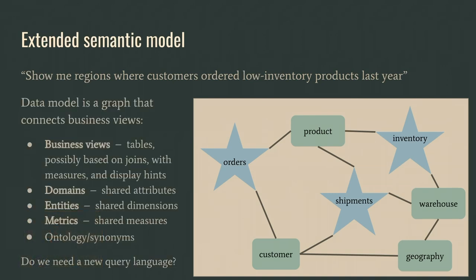So the extended semantic model, I would claim, consists of these business views, which are tables with measures, but it includes some new concepts like domains, which are things like the calendar of the business. It includes entities like customer, geography, product that link these things together, and shared definitions of measures, which I call metrics. So a centralized definition of profit, for example, that I can use whenever I want to use a profit measure.